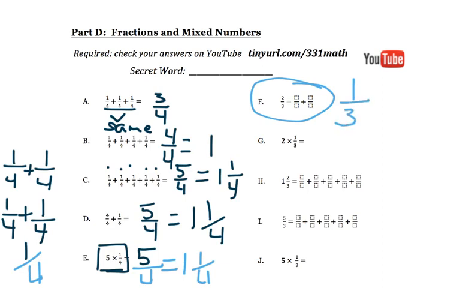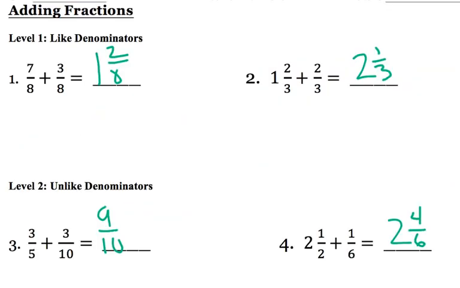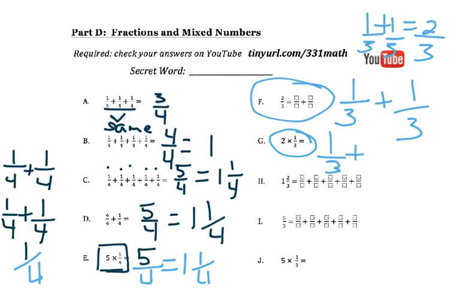Then for F, it's really easy. It's just 1/3 and 1/3. What will equal 2/3? You know 1 plus 1 equals 2, so you add the thirds, and it'll give you 2/3. The same thing goes for G and E. 2 times 1/3, basically 1/3 plus 1/3, and it gives you your answer, which is 2 over 3.